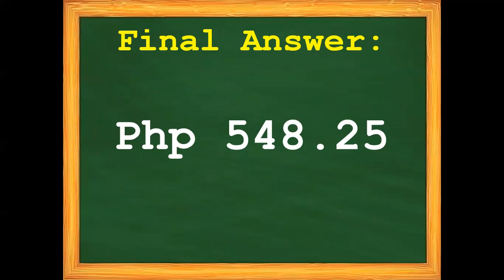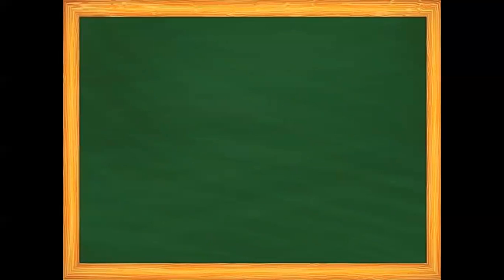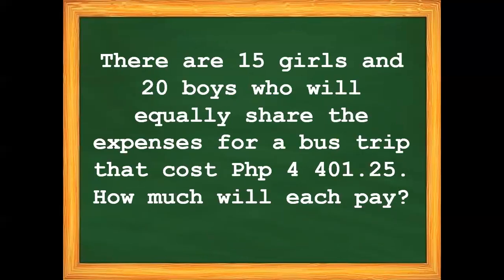Now, let us proceed with our example number 2, or our word problem number 2. Are you ready to solve the problem? Very good. For our problem number 2, there are 15 girls and 20 boys who will equally share the expenses for a bus trip that costs 4,401 pesos and 25 centavos. How much will each pay?